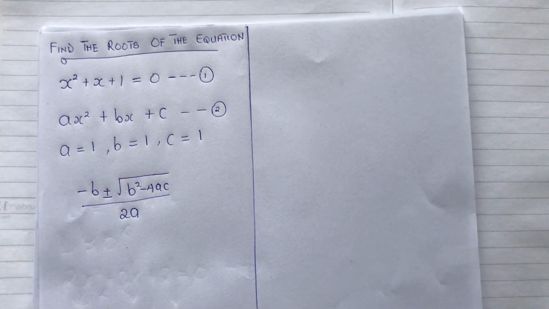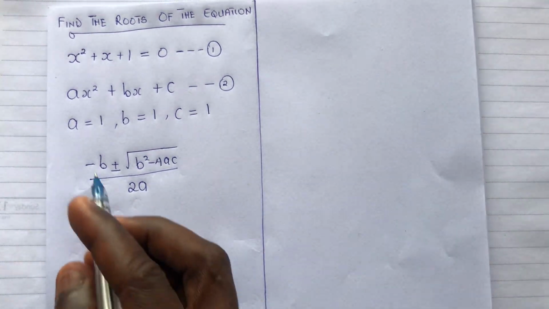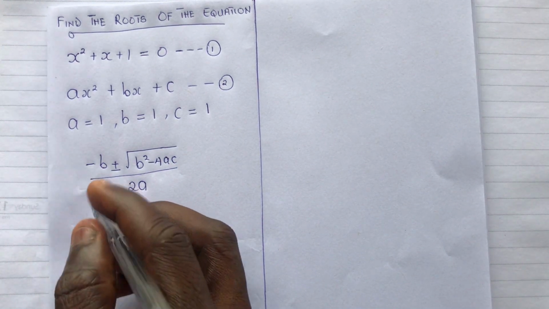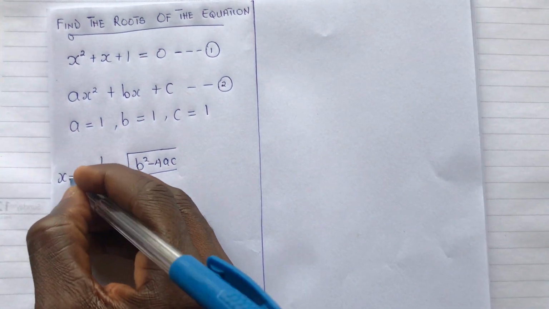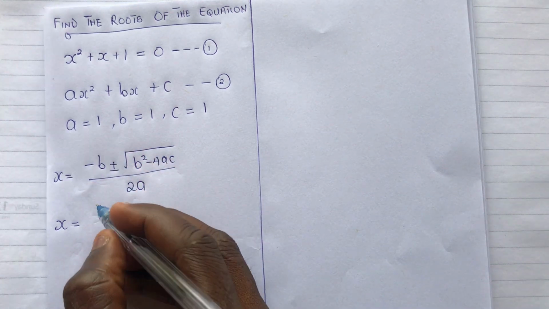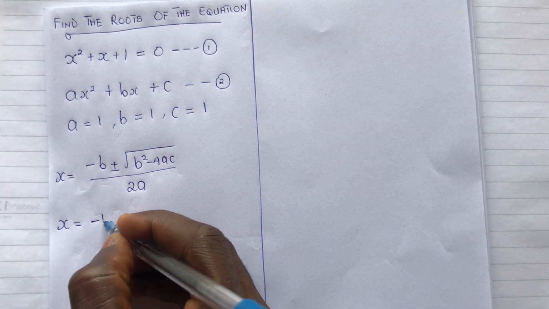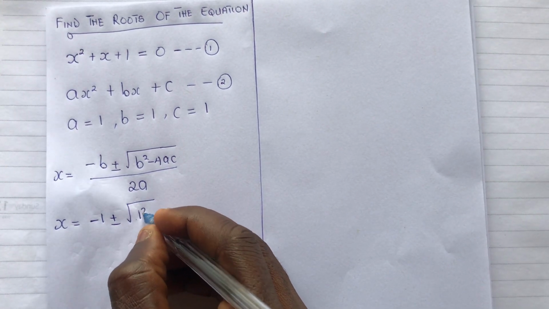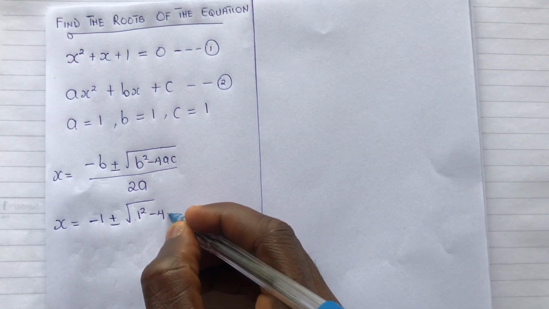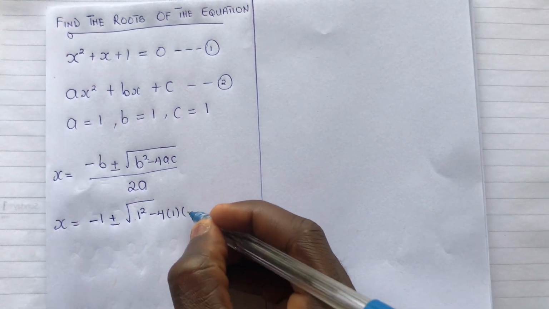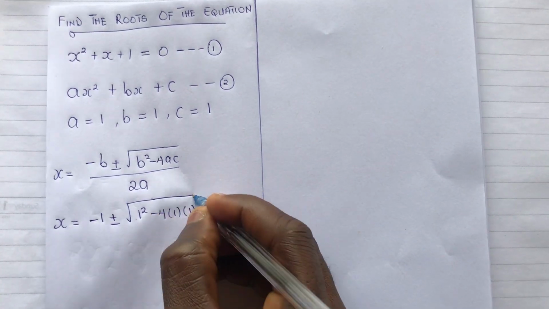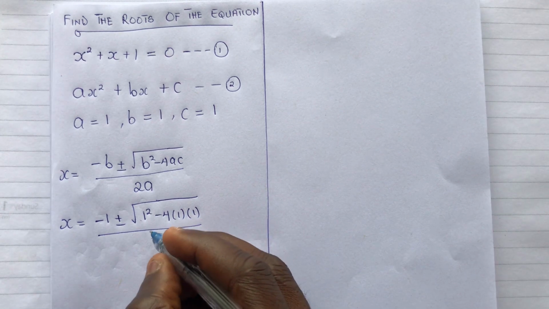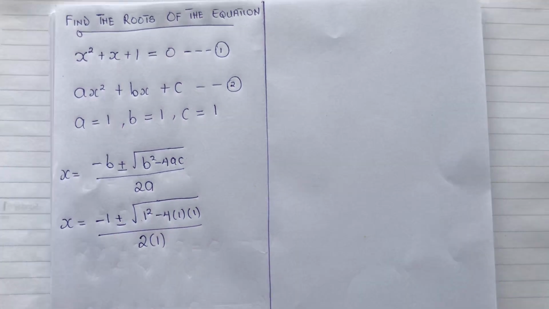So we substitute the values of a, b, and c. Let's assume that the whole function is equal to x. x is equal to, what is b? Is negative 1. So we have minus 1 plus or minus root of 1 squared minus 4 multiplying 1, and c is also 1. So we divide this result by 2 times 1.